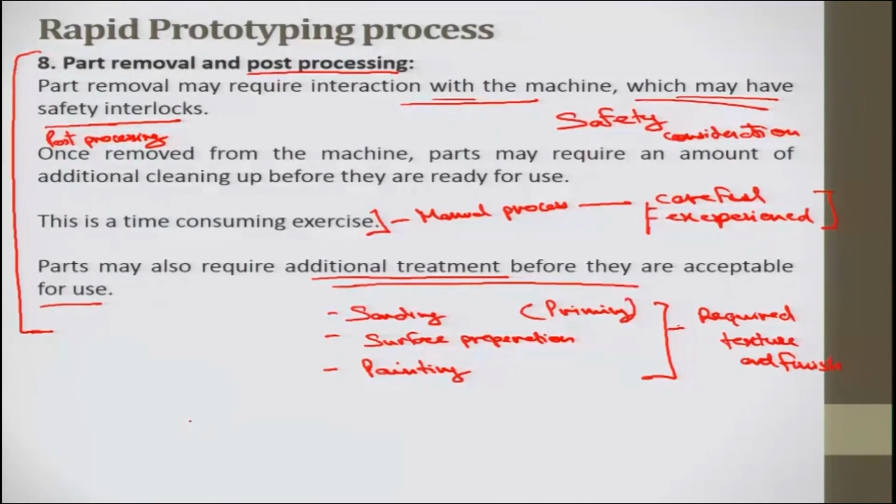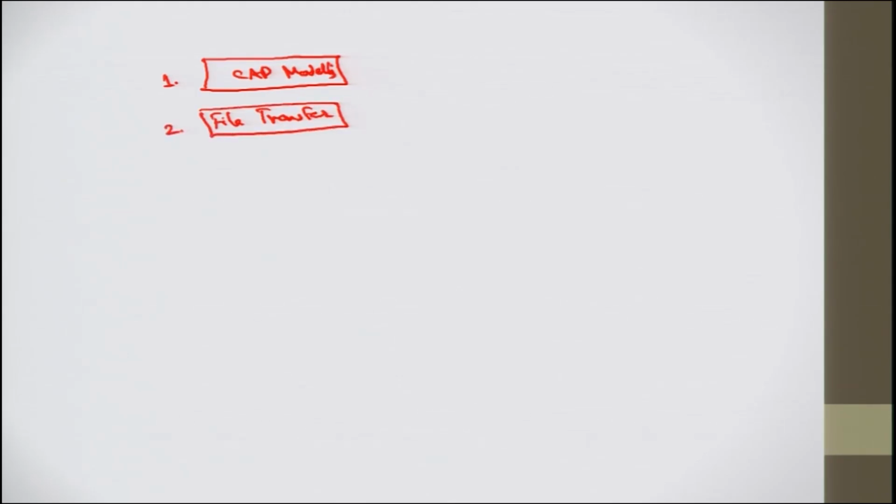So this is our rapid prototyping process. These were 8 steps which we have discussed. If I try to make a flow chart here, I can divide this into 5 major steps. So first step is CAD modeling here. Second step is file transfer, that is, file transfer to the machine, bringing export data and data validation and repair into one.